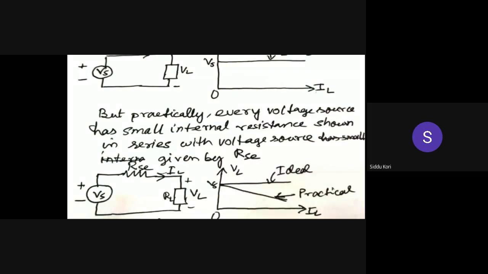So the load can be anything. It can be a capacitor, an inductor, a resistor, any passive element. Across that passive element, the voltage drop means how much it is consuming, the potential difference across the load. That is your VL, the load voltage. It depends upon what type of load it is: resistive, capacitive, or inductive.